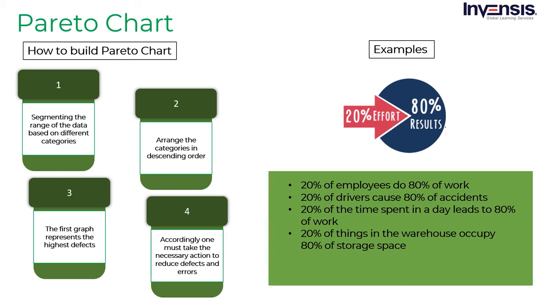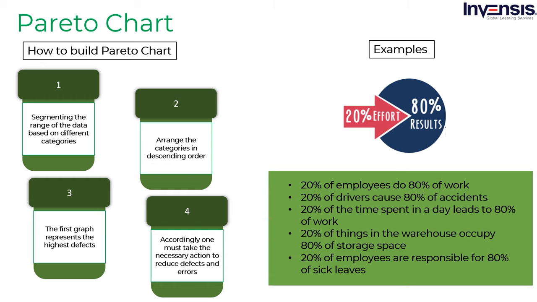20% of things in the warehouse occupy 80% of storage space. 20% of employees are responsible for 80% of sick leaves. 20% of household items consume 80% of electricity. 20% of the book will have 80% of the content you are looking for. The Pareto chart is applied in almost every field like business, sales, marketing, quality control, sports, etc. Thus, one can get many examples.